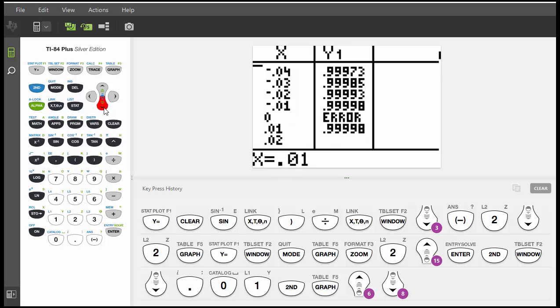Now, hopefully everybody knows how to set the table on their calculator. If they don't, they need to talk to their instructor, and they need to talk to me, and we can get this thing figured out.